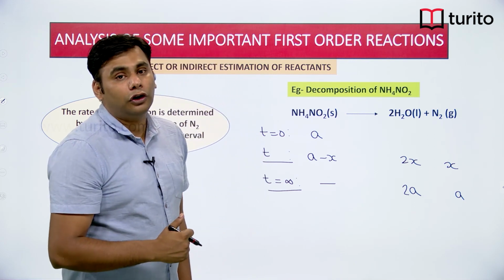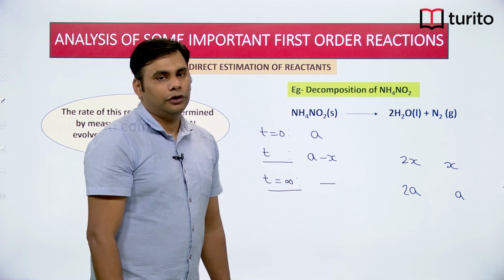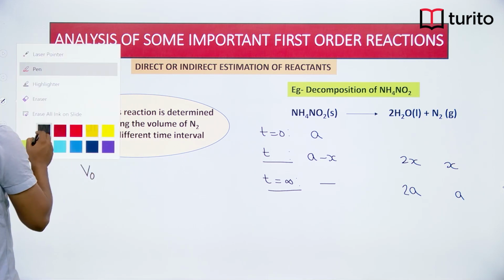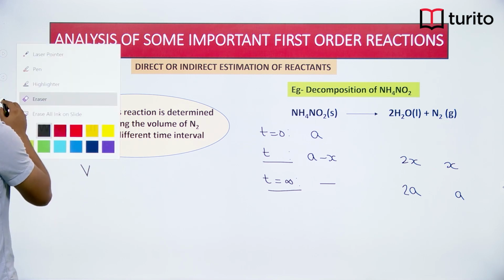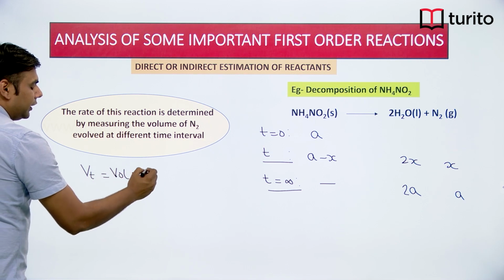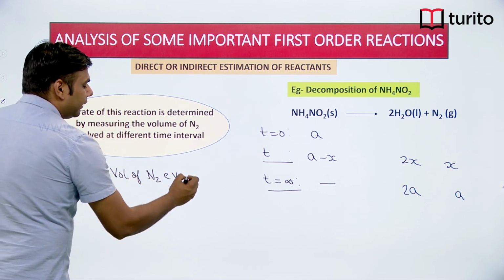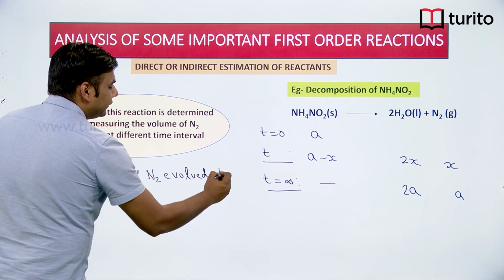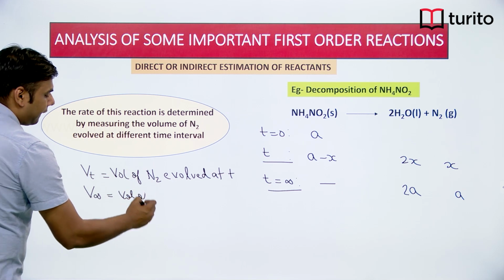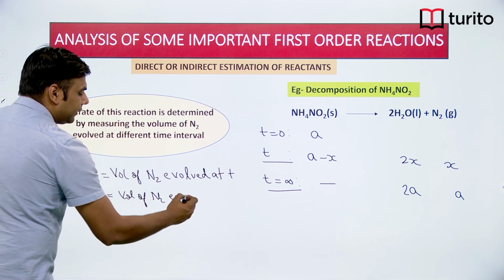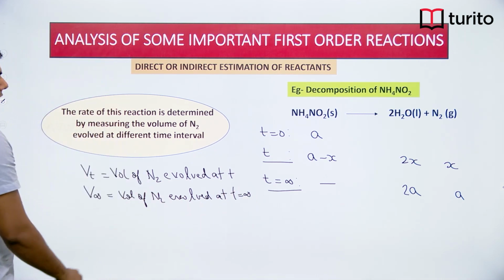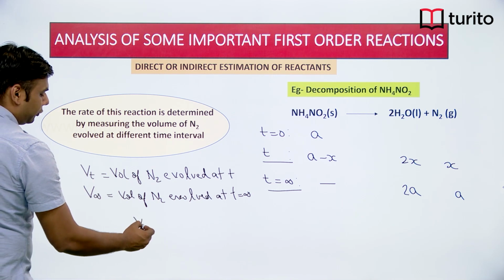So the number of moles of N2 would be proportional to its volume. So we will directly say that if Vt is the volume of N2 evolved at time t and V infinity is the volume of N2 evolved at time t equals infinity, then Vt will be proportional to x.